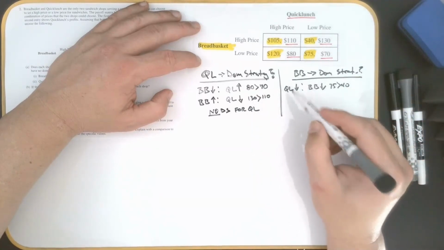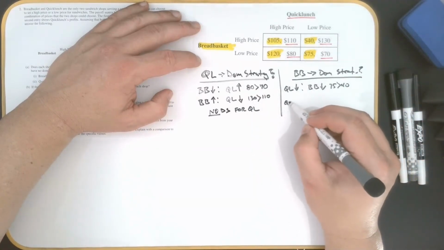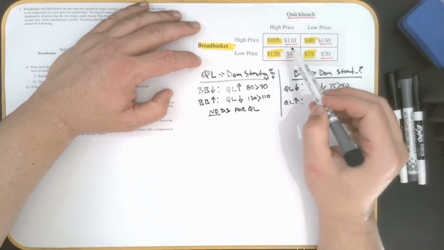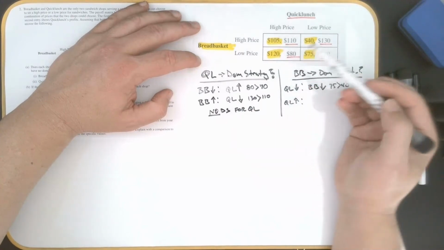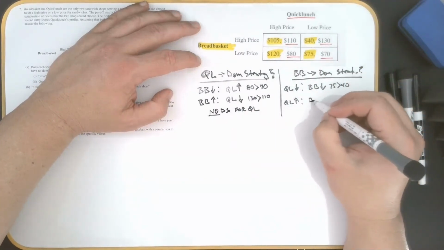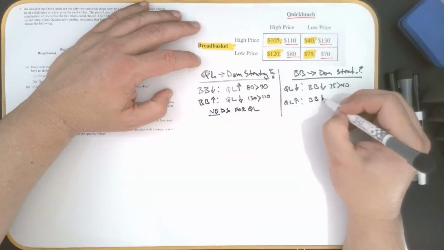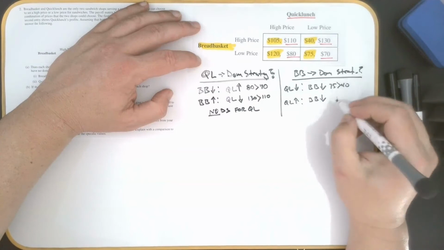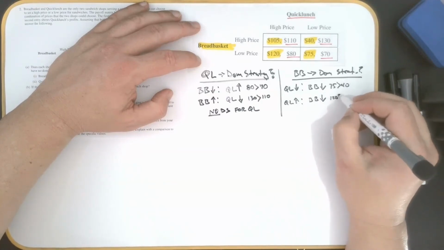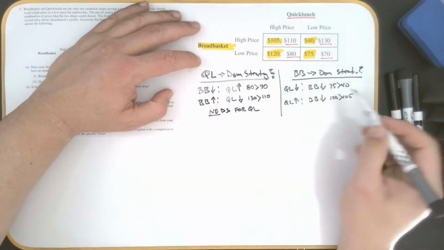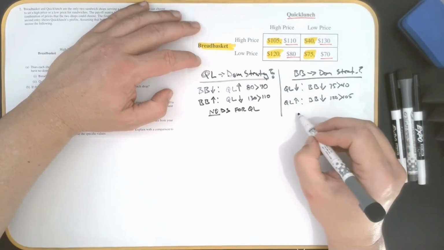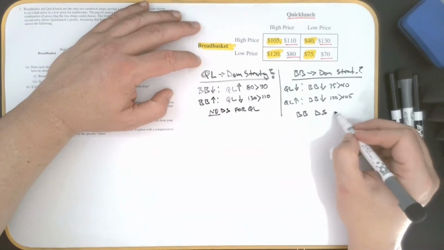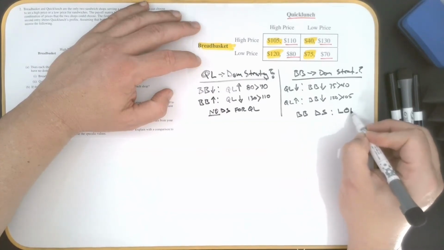Now let's force Quick Lunch to go high. Now Quick Lunch chooses the high prices. What's better for Breadbasket, 120 or 105? 120. So they would go low again, because 120 is better than 105. So as it turns out, Breadbasket has a dominant strategy. Breadbasket's dominant strategy is to go low.